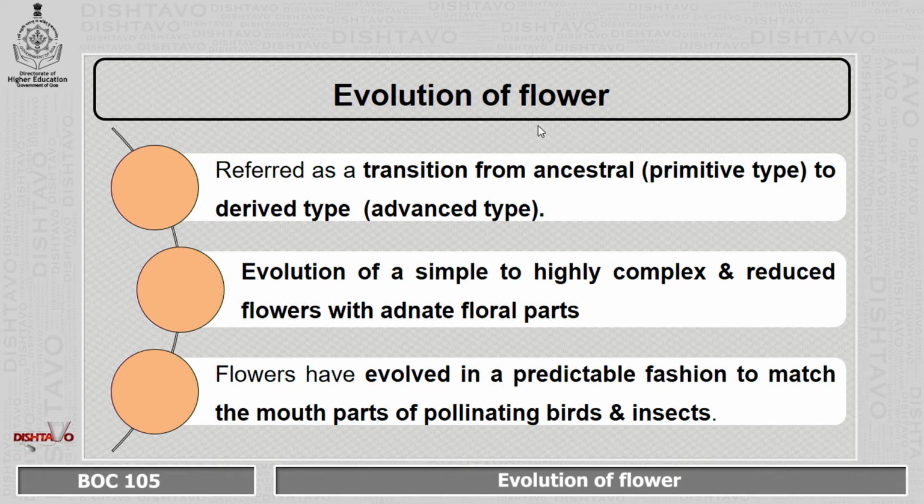Evolution of a flower. What exactly do we mean when we say evolution of flower? It is referred to as a transition from ancestral, that is a primitive type, to advanced type. It can also be referred to as simply evolution of a flower from simple to the highly complex and reduced flower with adnate floral parts. And evolution of flower is also referred to as a predictable fashion to match the mouth parts of the pollinating birds and the insects.